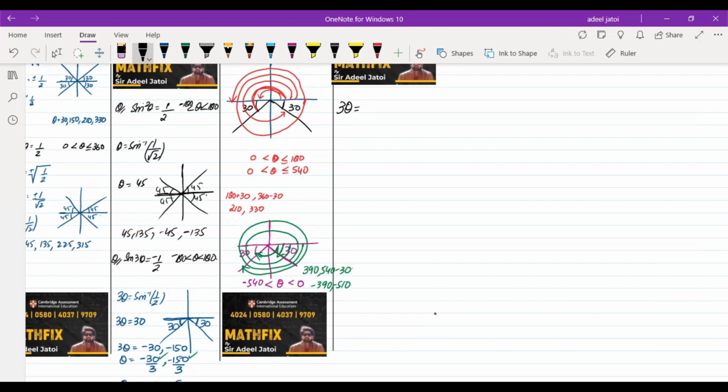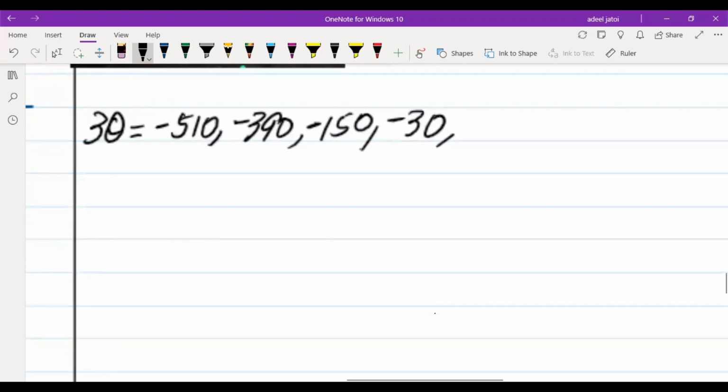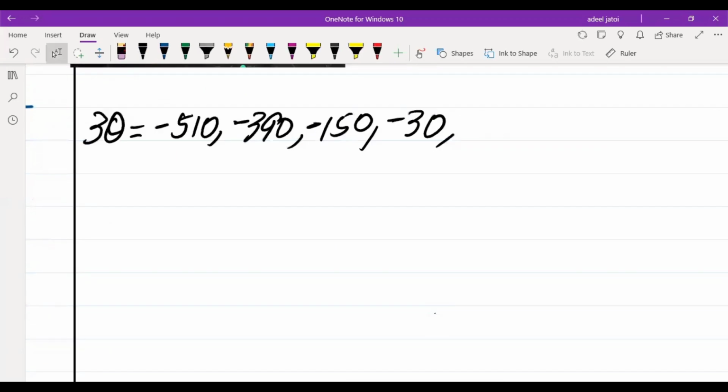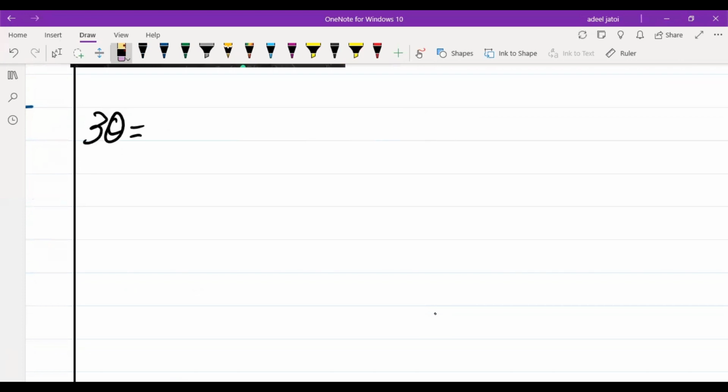3 theta is also negative 510. Then we see that it is also negative 330. Then we saw that it was negative 150. Then we saw it is negative 30. Then we further investigated, we moved up to 210. Let's just work upon it again so that we can cover it up properly.